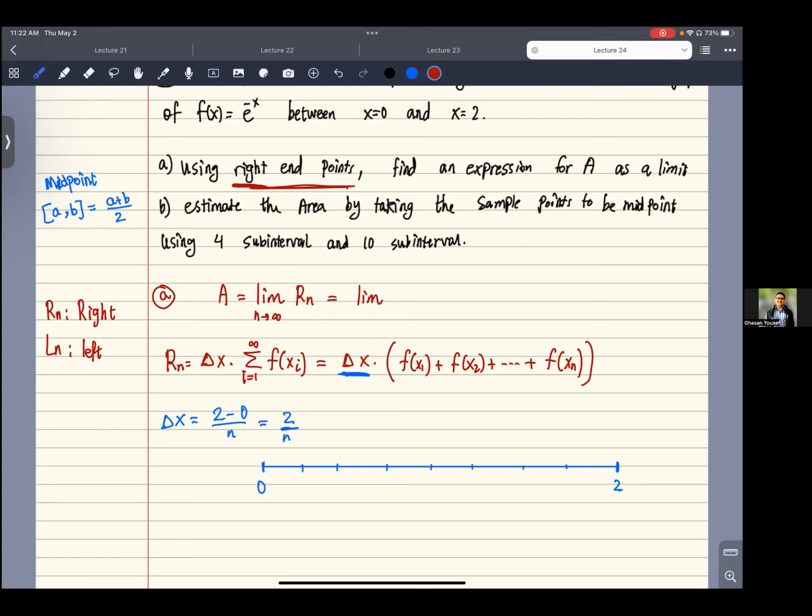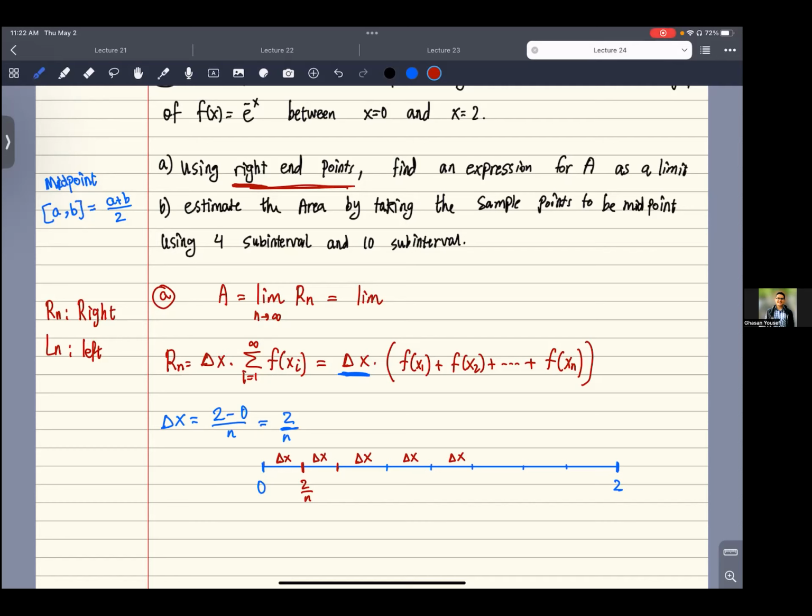So the first point is the same as delta x, because this is delta x. All of them have the same width, like we said before. Make sense? So what is this point here? It is 2 over n. And this point here is the same as what? It is delta x plus delta x. What is delta x plus delta x?